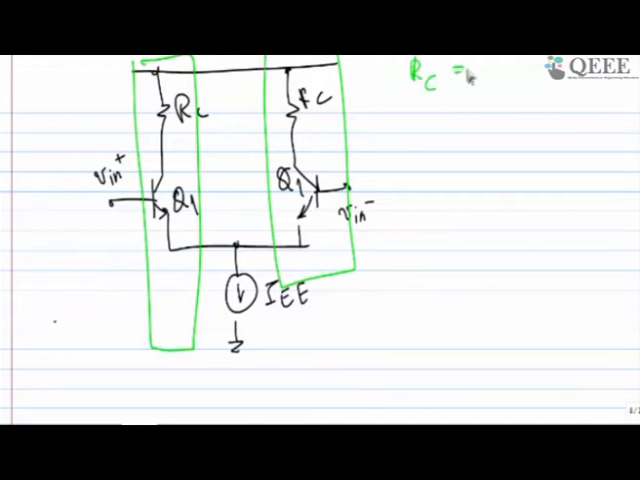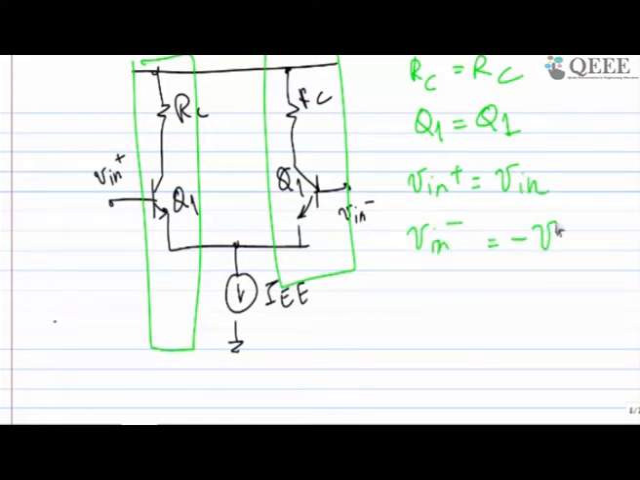Meaning RC is equal to RC, Q1 is equal to Q1. There is no difference, not even a small difference. If that is the case, then I can say that this is a fully differential circuit, whose inputs are Vin plus equal to Vin, and Vin minus equal to minus Vin. This is what I am giving, and I assume that both transistors' inputs are such that the input common mode voltage is sufficient for transistor action, or you can call it active mode of operation. So this makes sure that it's in active.